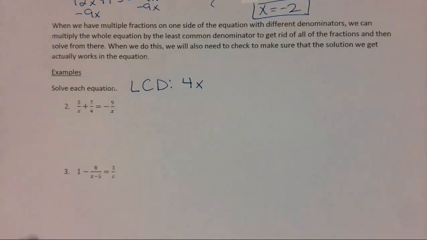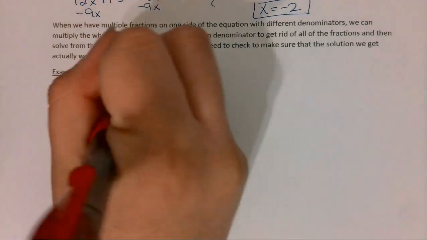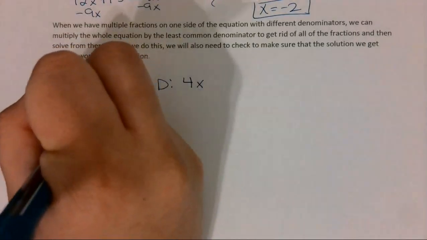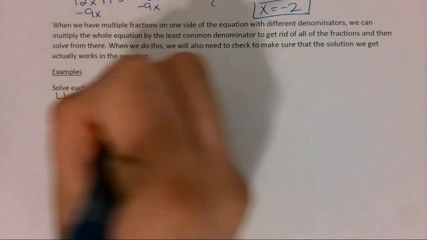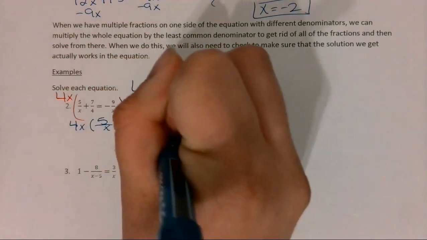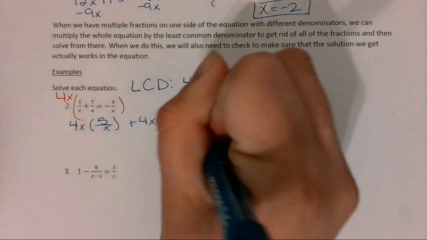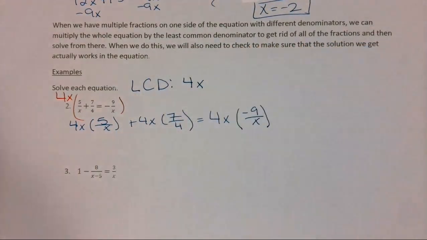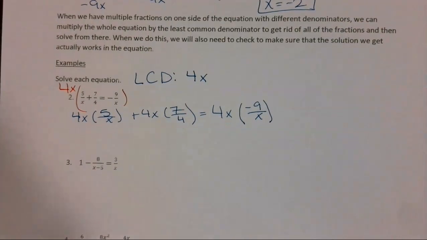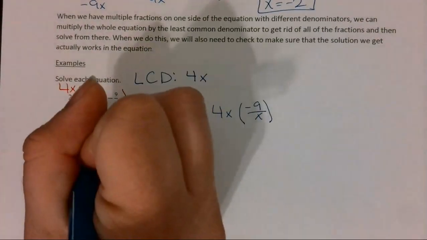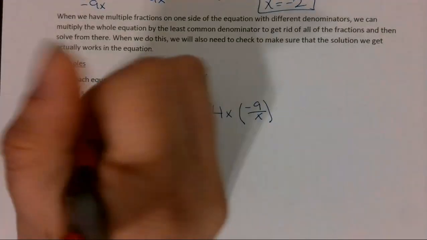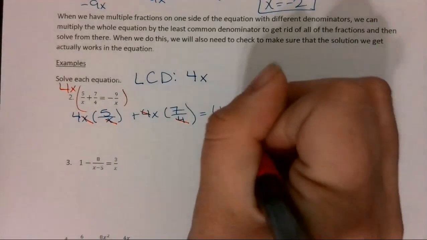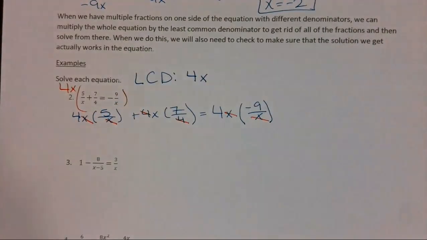Then what I want to do is I am going to take 4x and multiply by my entire equation. So I'm going to have 4x times 5 over x plus 4x times 7 over 4 equals 4x times negative 9 over x. Then what I want to do is cancel out things that they have in common and multiply. So over here, I'll use red again. Over here, the x's cancel out. On the second piece, the 4's cancel out. And on the last piece, the x's cancel out.